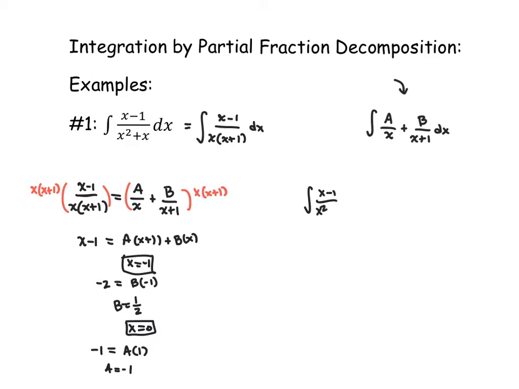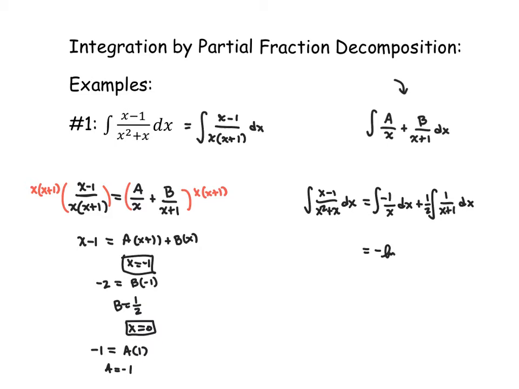this expression within the integral would be equal to the integral of a over x, which is negative 1 over x, and I'm going to split this into two separate integrals, plus the integral of b over x plus 1. Now I'm going to pull the 1/2 for b out. That'll leave 1 over x plus 1. Now both of these can be integrated very easily.